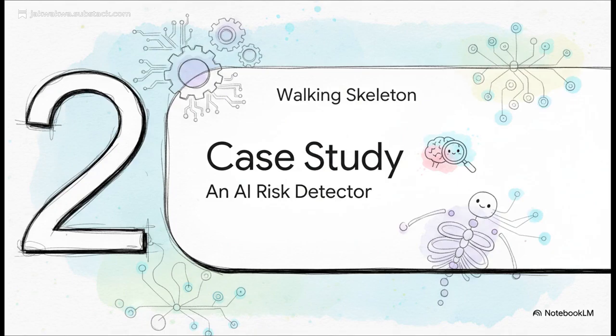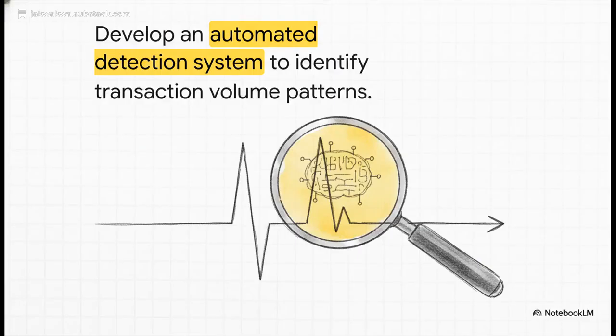Now, theory is one thing, but let's see how this plays out in the real world. We're going to follow the story of that team building the AI risk detector we were talking about. So their goal was super clear. They needed to build an AI system that could automatically look at client transactions and spot the weird stuff. You know, sudden spikes, big drops, anything that a human might miss. This was a perfect project for this kind of approach.